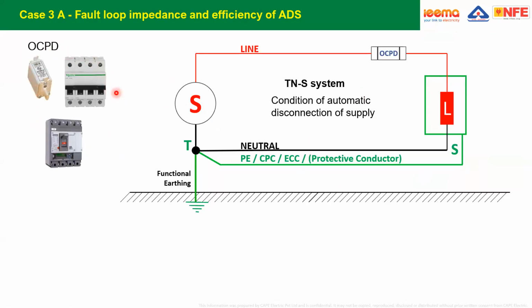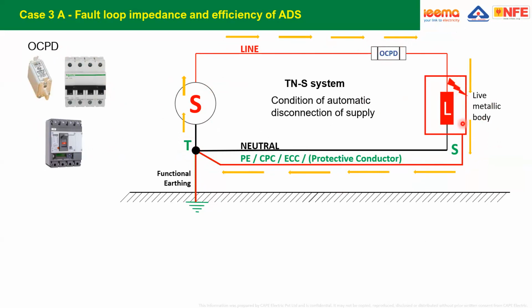Example, you have an MCB to trip. So MCBs, there are three types of MCBs which we generally use: type B, type C, type D. Now, in a TNS system, once there is a fault, which is shown there on the right side, the fault current will return back through this protective conductor, and now you have a closed loop.